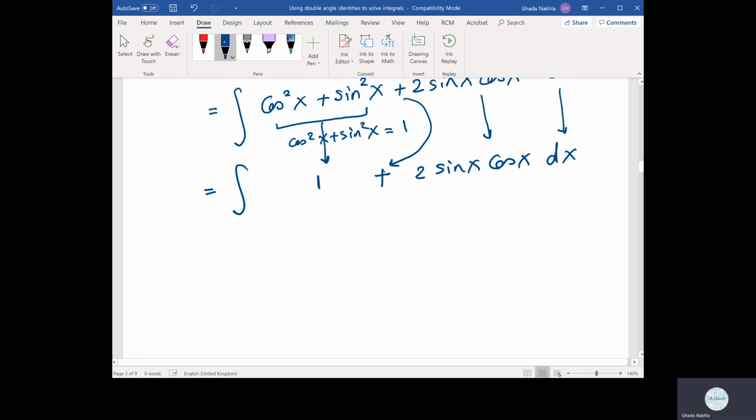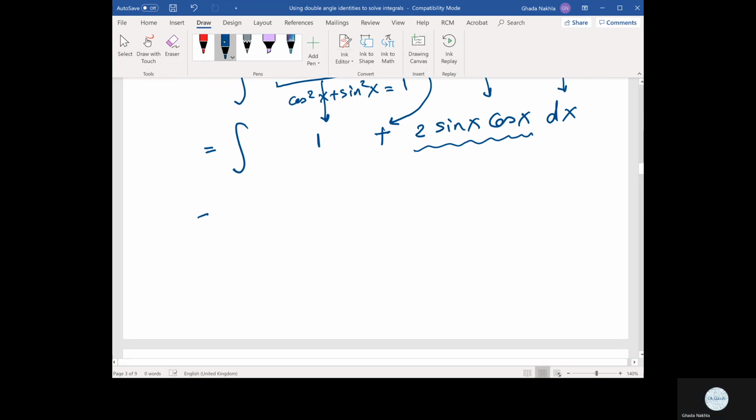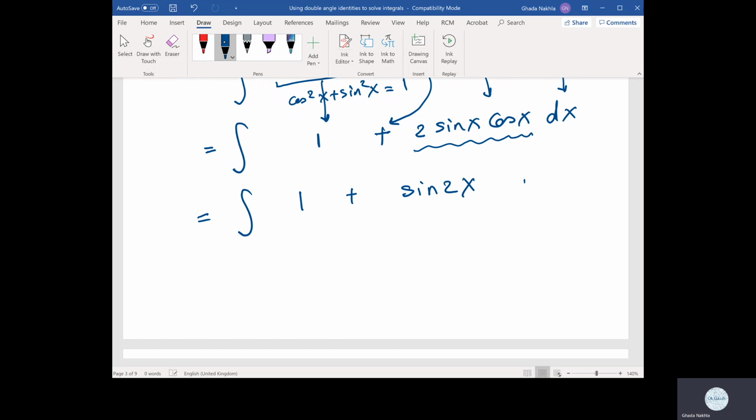Now, what is 2 sine x cos x? You can scroll to your notes and take a look at the double angle identities and what is 2 sine x cos x. And 2 sine x cos x is sine 2x dx. So this bit here is sine 2x from the double angle identities. It looks very simple to me.